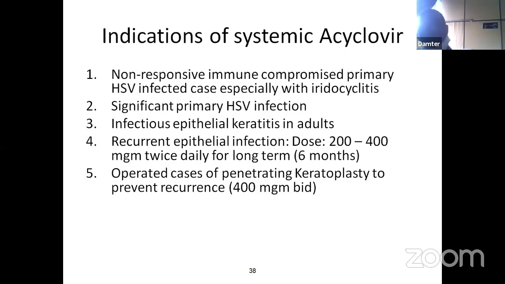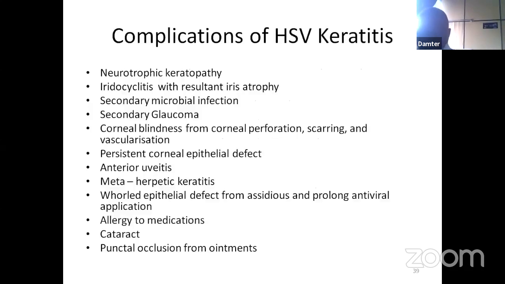Now, when the patient has complications such as scarring and corneal perforation, before planning for penetrating keratoplasty, it's good to give systemic acyclovir, as it is said to reduce the viral load and prevent the risks of reactivation, even in the new graft, and also graft failure.